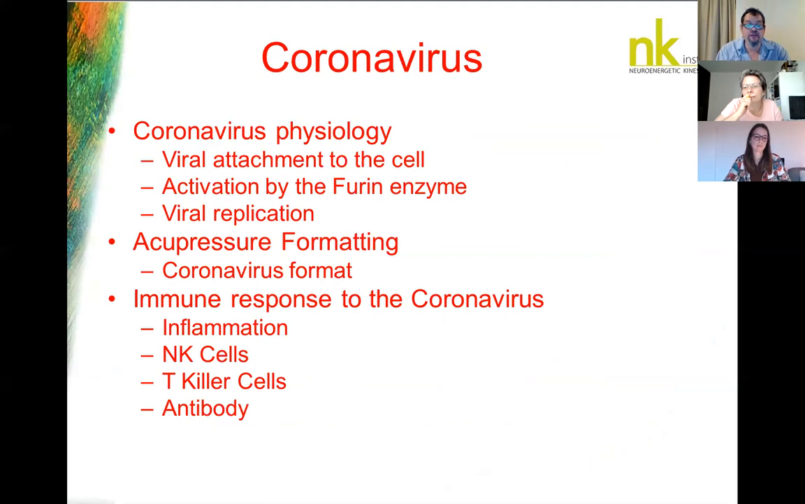So the things we'll be looking at are the coronavirus physiology and how it attaches to the cell, how it's activated by enzymes and how it's replicated by viruses.